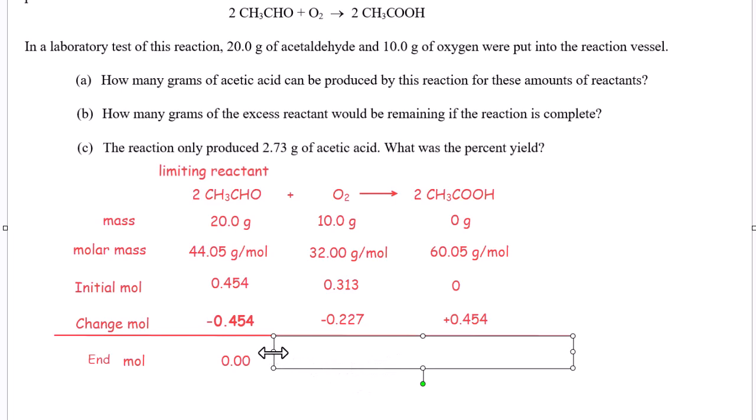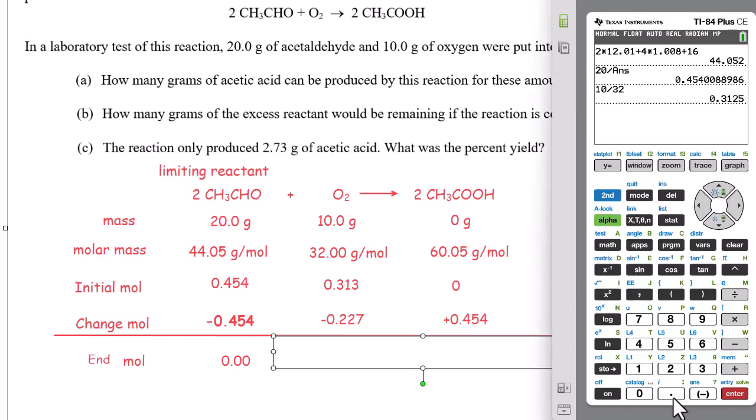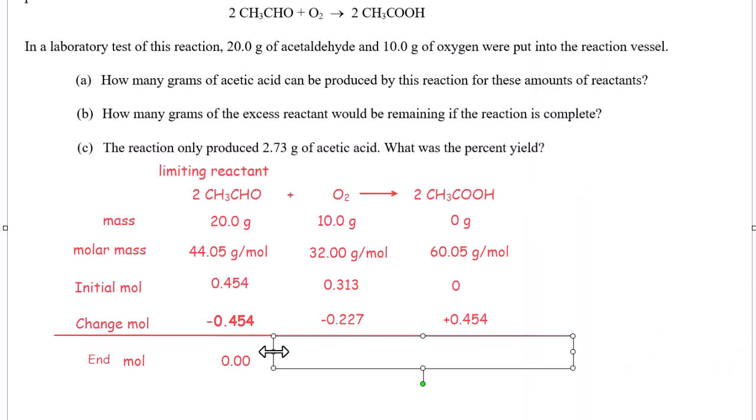Now we've got to do a subtraction here. And I'll do that in my calculator. I've got my 0.313, and I'll subtract. Don't erase your previous stuff. It can come in handy. The 0.227, or I could have taken the 0.454 divided by 2. Enter, and that's how much oxygen is left behind. 0.086, we have a little bit of oxygen left behind. Yeah, we've got about 0.313. We use up 0.227. A small amount of oxygen is left behind.